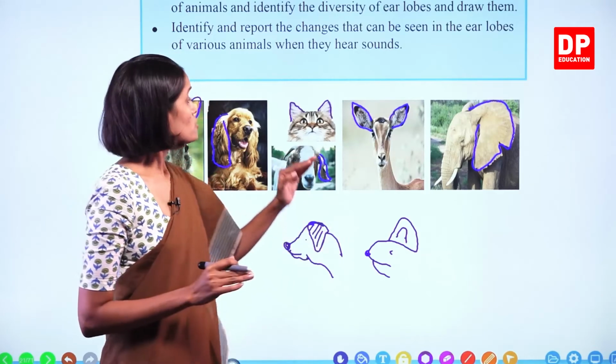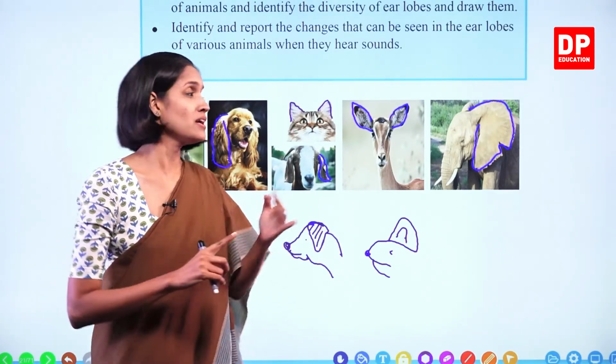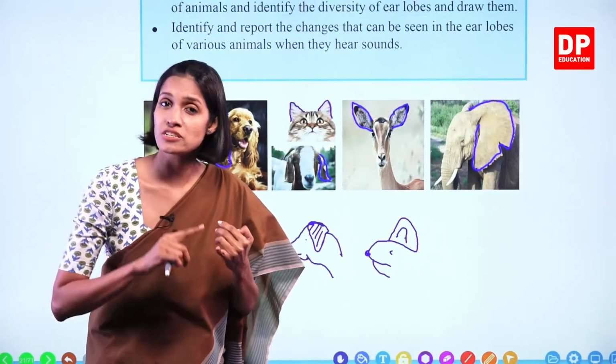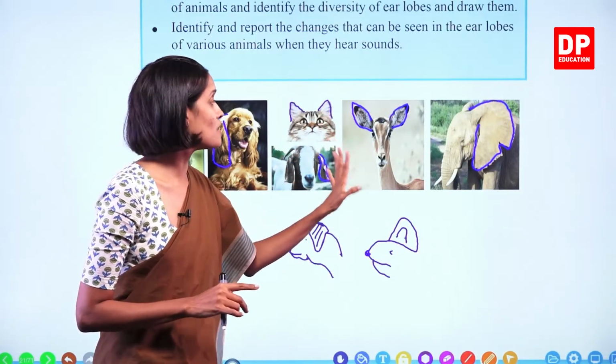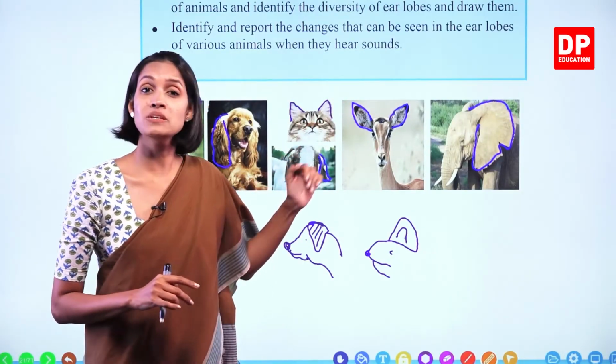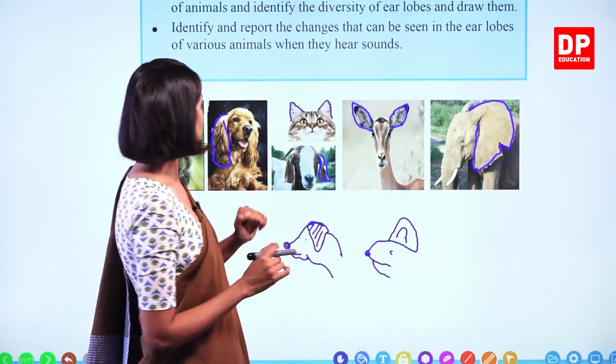Okay, children? So you can find many other examples. Read books, magazines or educational books. On the internet, you can find out many other examples about the importance of earlobes to these types of animals. We will move on to the next now.